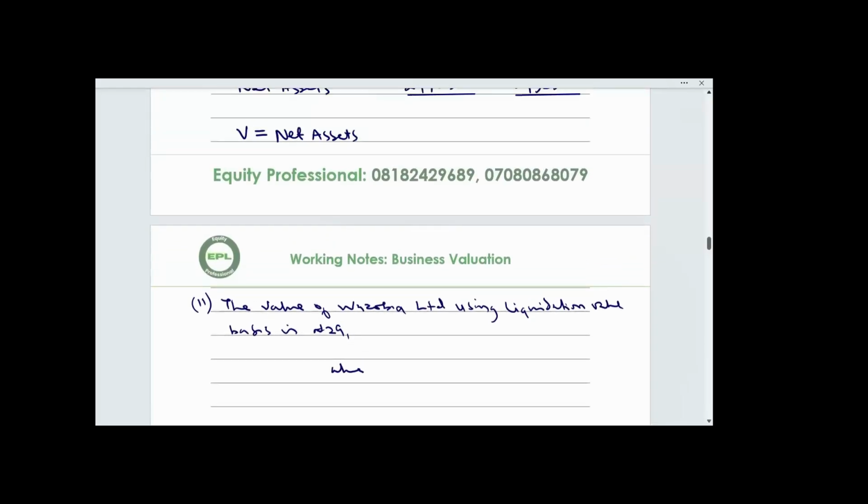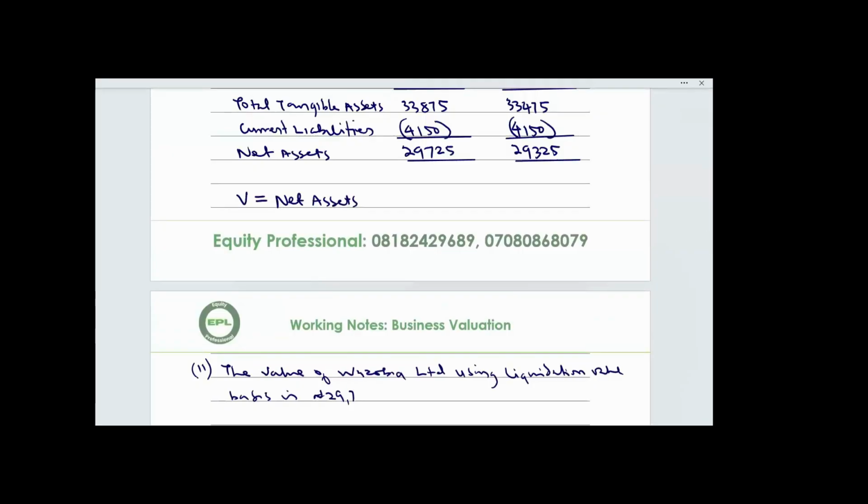So number 2, I can then say the value of Wazobia Limited using liquidation value basis is 29 million 725,000 naira. So that's that.